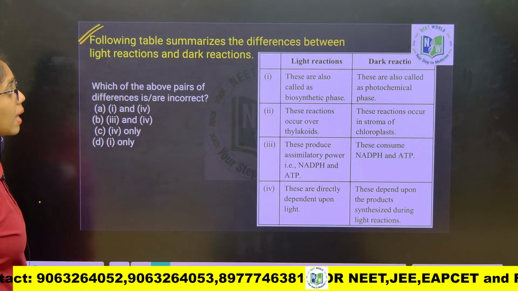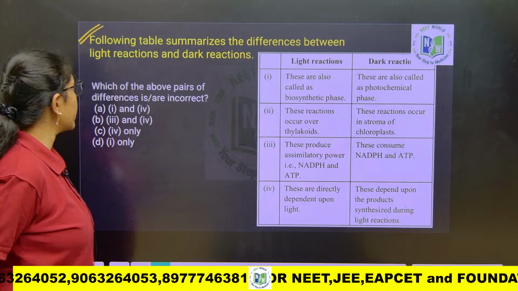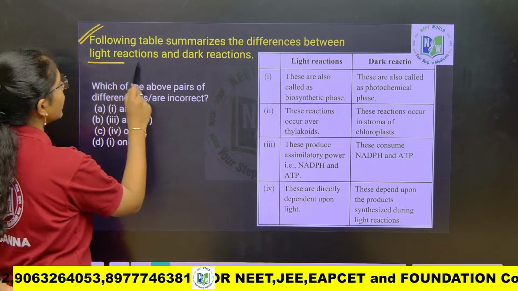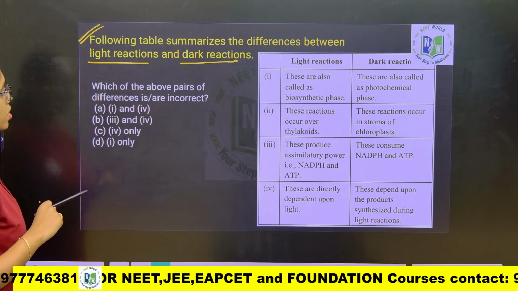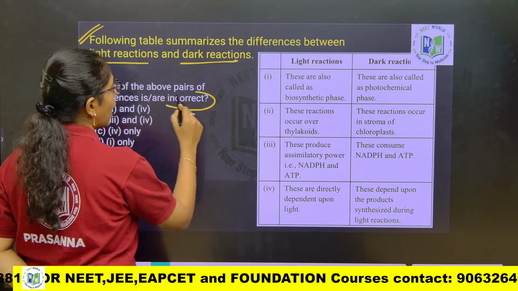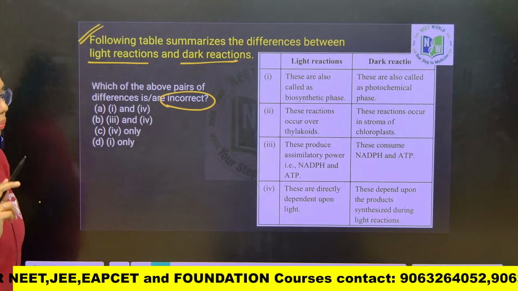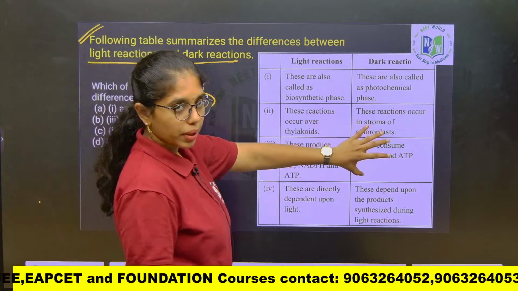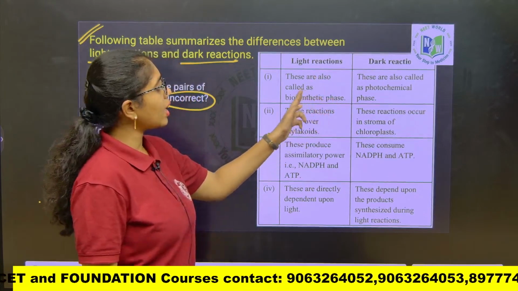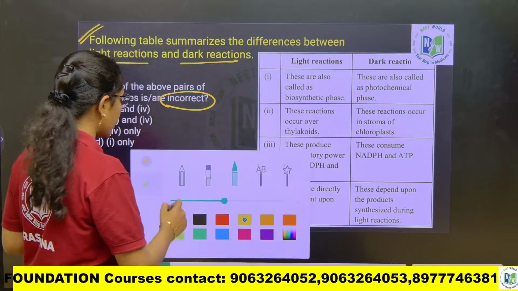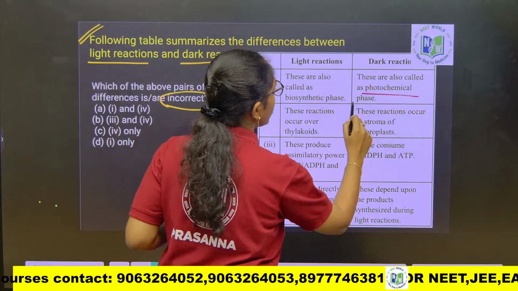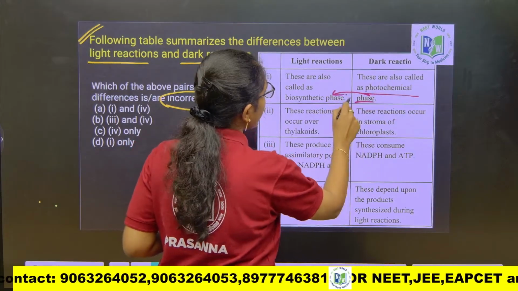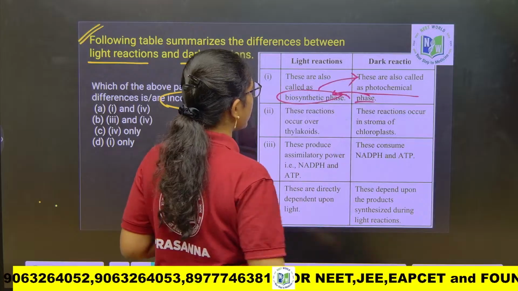The following table summarizes the differences between light reactions and dark reactions. Which of the above pairs of differences are incorrect? We have to identify the incorrect pair. Look into the statements properly. Light reactions also called as biosynthetic phase, that is completely wrong. Light reactions are also called as what? Photochemical phase. Dark reaction is also called as biosynthetic phase.